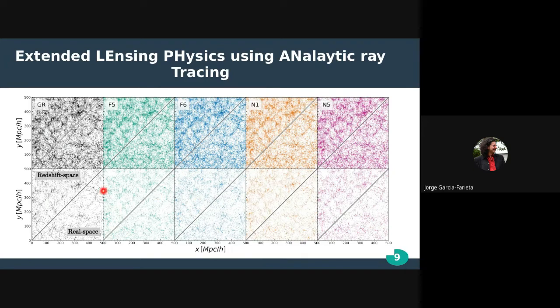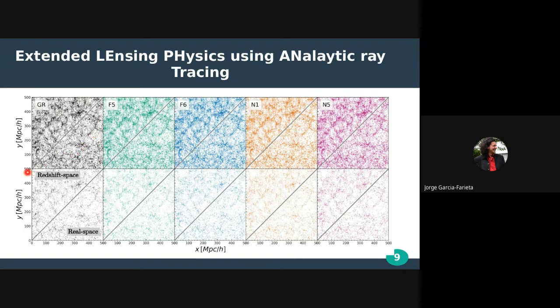Here we have a simulation for GR, and we consider also two models of modified gravity. Those labeled with the letter F correspond to the Hu-Sawicki f(R) model for two different amplitudes of the modification of gravity, and the ones labeled with the letter N correspond to the normal branch of the DGP model, the N1 and the N5.